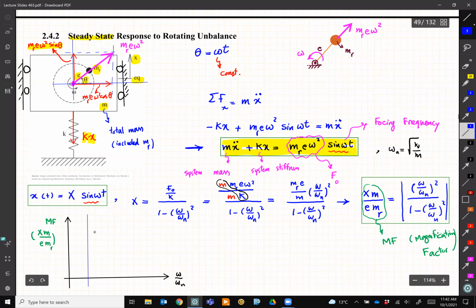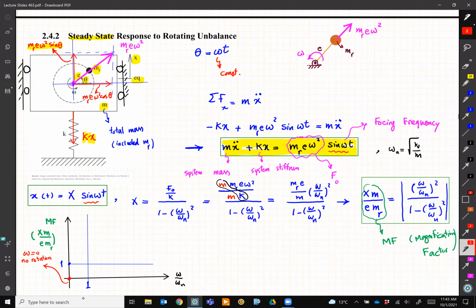And we know how it looks. It's very similar to what we had before. So usually something like this is one, and this is also equal to one. Remember, this point is omega equal to zero, or no rotation. The system is at equilibrium, nothing is happening, everything is zero. As the speed increases, it goes up to infinity when omega is equal to omega n, and then it comes back to one.